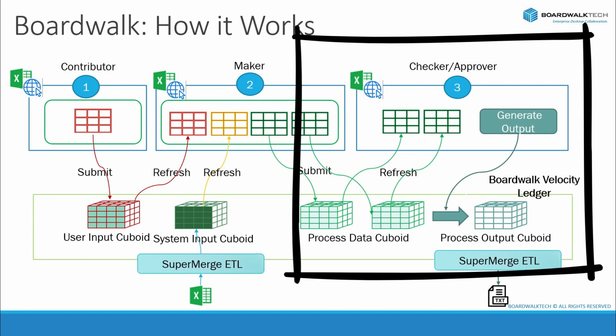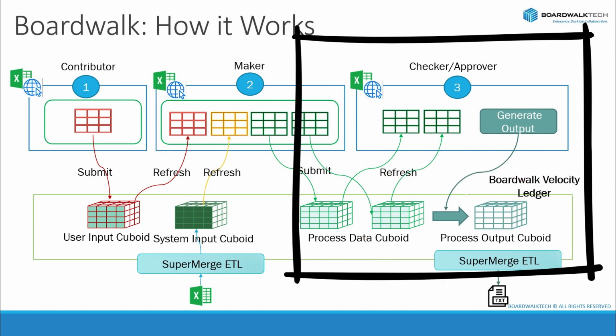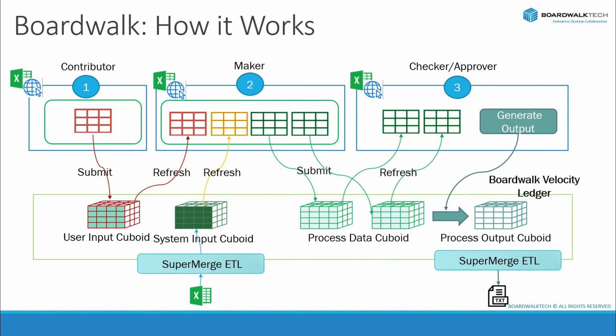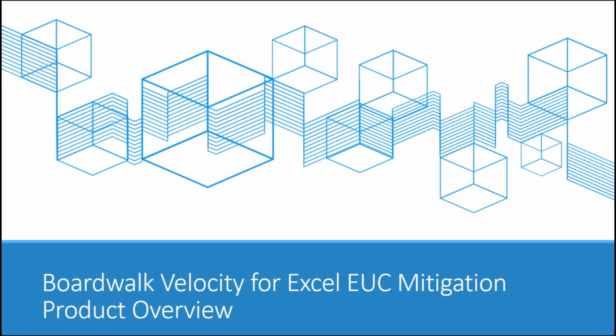After the checker is satisfied with the data in the workbook, in this example, they can utilize a designated button to generate output. Upon clicking this button, Supermerge efficiently manages the transfer of data from the process cuboid to an output cuboid. Furthermore, it handles the extraction of data from the output cuboid, facilitating its seamless writing out to a text file. Supermerge plays a crucial role in streamlining both the transfer of data within the system and its extraction for external storage. This concludes the session on Introduction of Boardwalk Velocity.